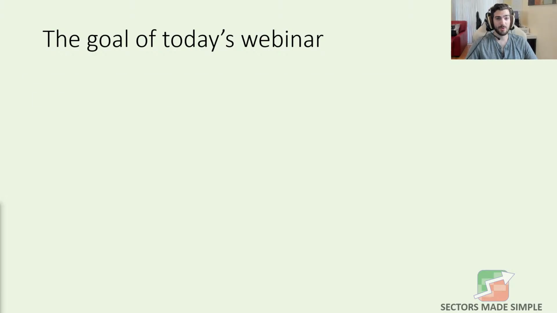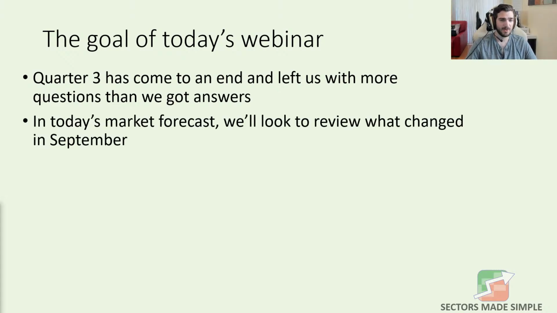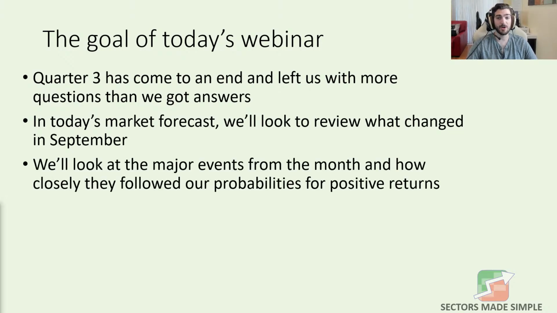So the goals for today's webinar are, first off, the fact that quarter 3 is done. Quarter 3 ends today. And unfortunately, it's left us with more questions than it did answers. Quarter 2 ended us on a pretty high note. Quarter 3 has been a little bit more of a challenge. So in today's forecast, I want to review what changed and what happened back in September. We'll take a look at some major market events from the past month and how closely last month's probabilities fell to real life.